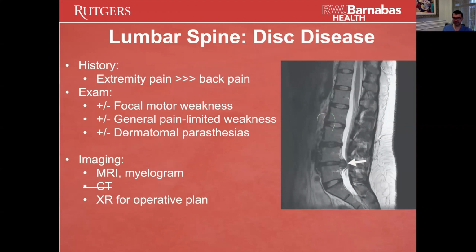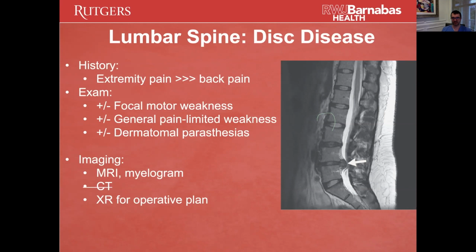So we're going to start with disc disease. And when you collect a history on this patient, they're primarily going to be complaining about extremity pain as opposed to back pain. When you examine them, they may have some focal motor weakness in a specific muscle group. If they have general weakness where both legs are weak in every muscle group, that may be more pain limited. And paresthesias, so pins and needles, loss of sensation, that's usually in a specific dermatome because it's a specific nerve that's compressed.